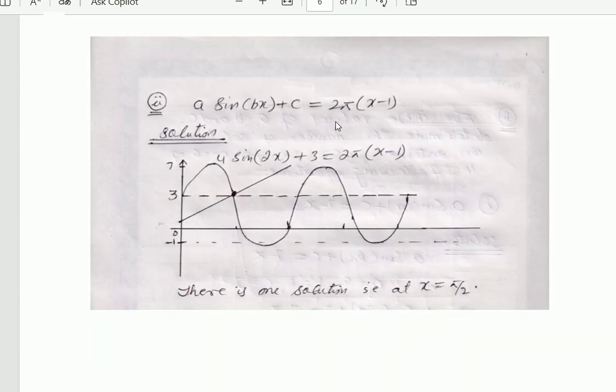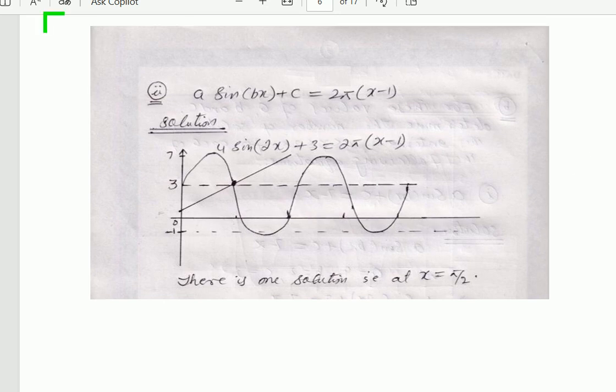For the second part of this equation, again, we shall draw the graph of sin x, and moreover, we shall draw the graph of 2 pi times x minus 1. So we come to know that when we take the arbitrary value from 0 less than x less than or equal to 2 pi, our linear graph cuts the sin x at x equal to pi by 2. So there is only one solution, at x equal to pi by 2.